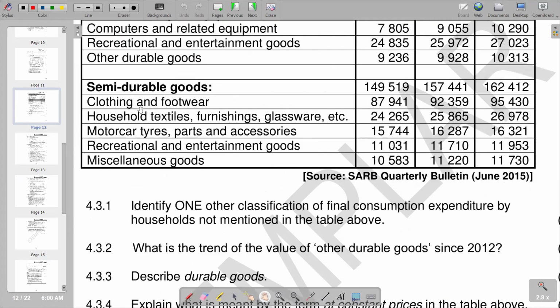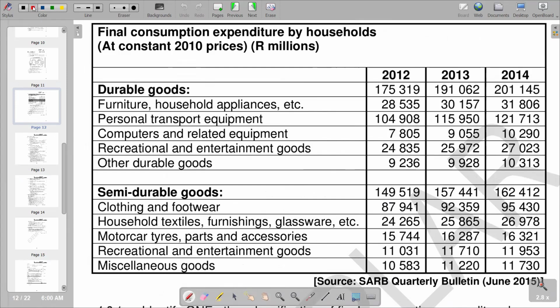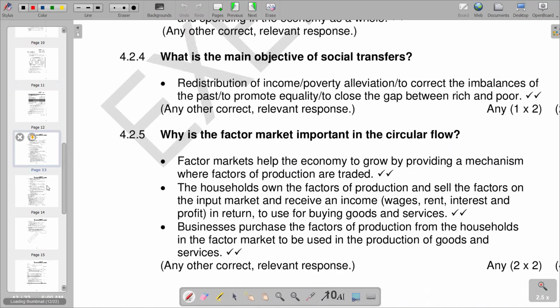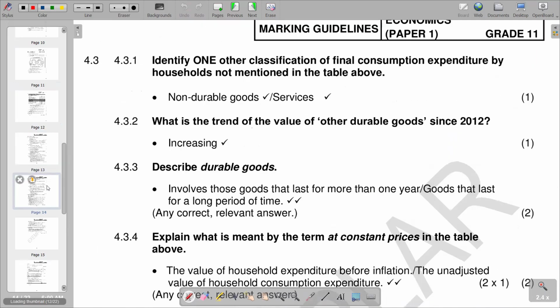So other durable goods, if you check according to the table given, we have it here in this row. And then the trend, obviously, is a movement from 2012 going to 2013 and going to 2014. If you analyze the figures, we have 9,236, which moved to 9,928, which also moved to 10,313, obviously indicating an increase. So we are saying the trend is increasing. So this is what we have on that part. We are saying increasing is our response.